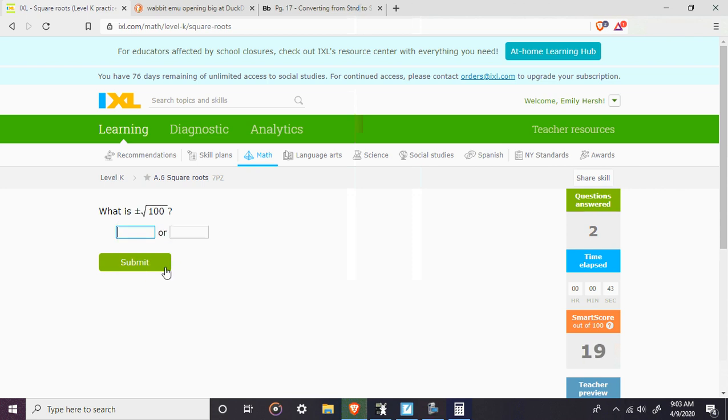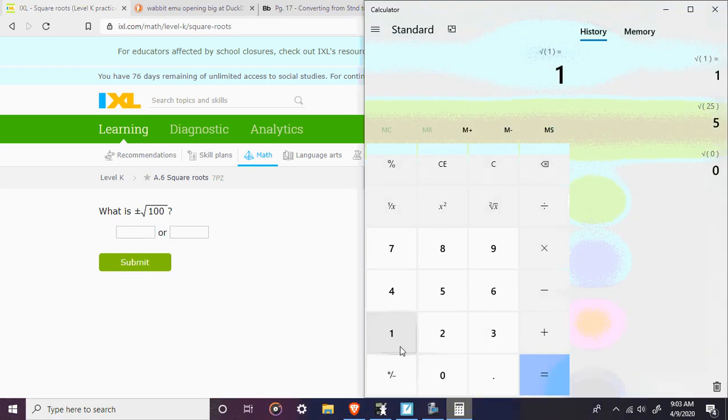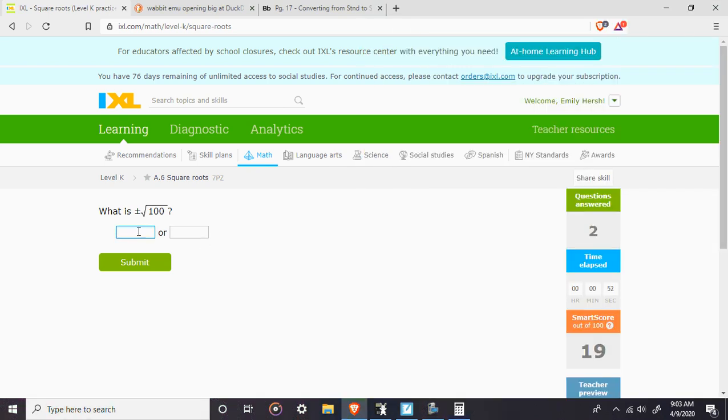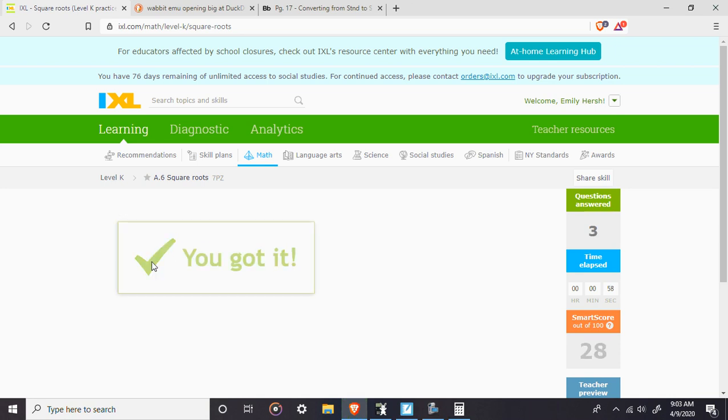Okay? Good. What is positive and negative the square root of 100? Again, square root of 100, 10. So what's the positive version? 10. What's the negative version? Negative 10. So you should put the same number, just with a positive or negative sign.